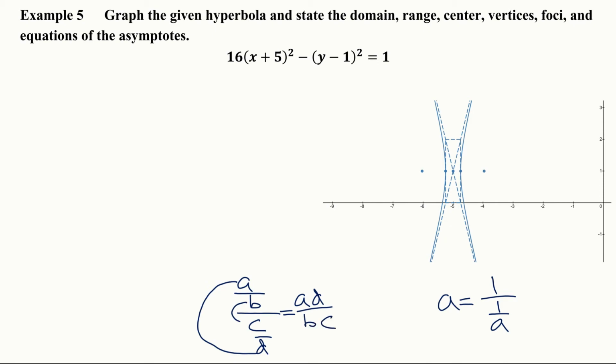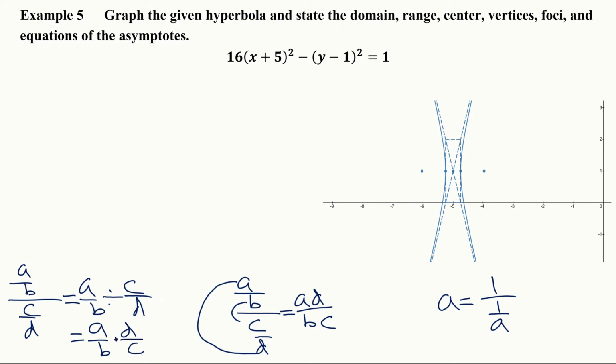And I showed you why that's true, because it's very easy. You have a over b over c over d, so you get a over b divided by c over d, which becomes a over b times d over c, which is of course ad over bc. Okay, so this is a very nice trick to remember.